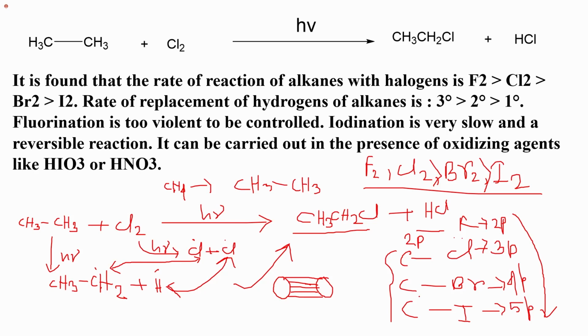CI bond formation actually needs harsh conditions. That's why we need an oxidizing agent like HNO3 or HIO3, periodic acid or nitric acid. Okay, so these are all things we have to think about here.